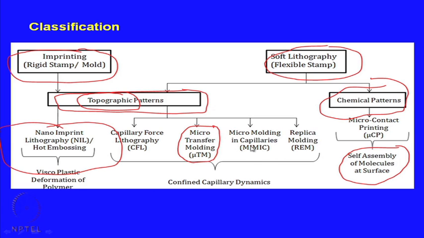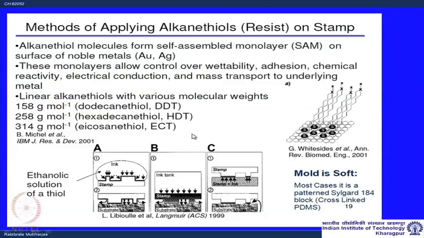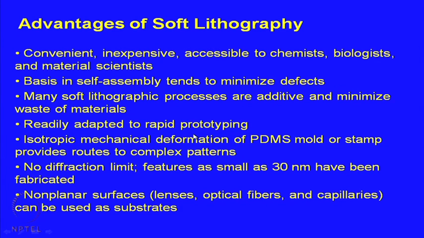Of course, this method is slightly unique in the sense that, microtransfer molding, you are able to generate 3D structures. Microcontact printing allows you to make chemically patterned structures, and most of the other ones give you the flexibility to make topographic features. A quick look at some of the advantages of soft lithography.